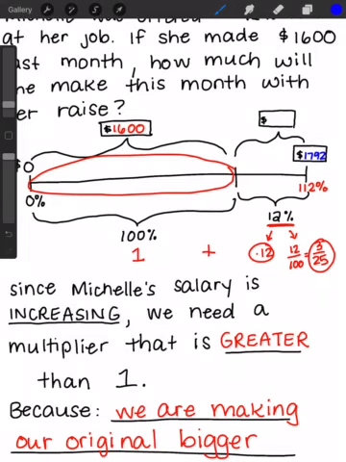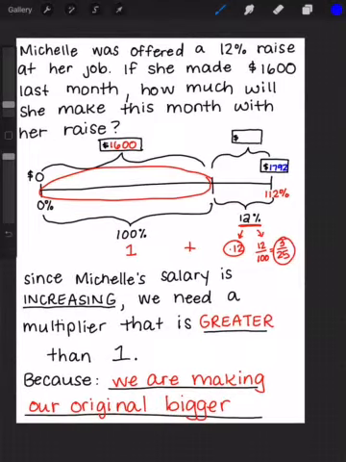Okay? Which means our 12% increase. How much money did she get extra on top of her last month? So I have my total, 1,792. Subtract the portion that I know. And she got $192 extra because of her 12% raise.